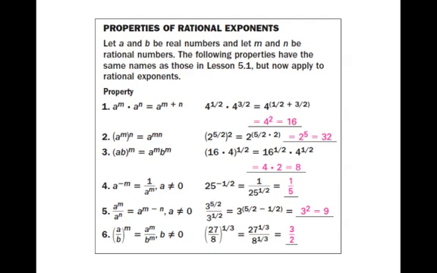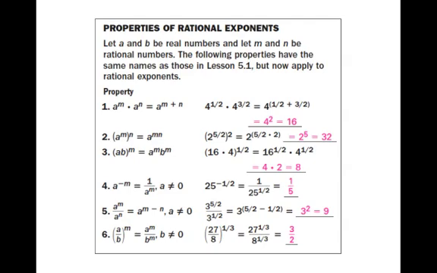A to the m over a to the n is equal to a to the m minus n, as long as a is not equal to 0. So if I have 3 to the 5/2 over 3 to the 1/2, I just subtract those exponents. I have 3 to the 5/2 minus 1/2. 5/2 minus 1/2 is 4/2, which is 2. And so I have 3 squared equals 9.